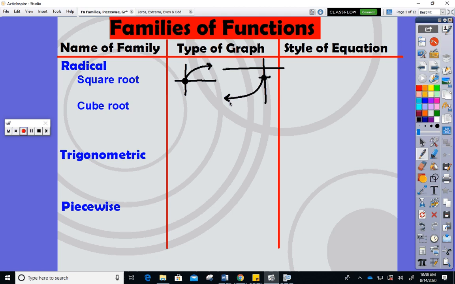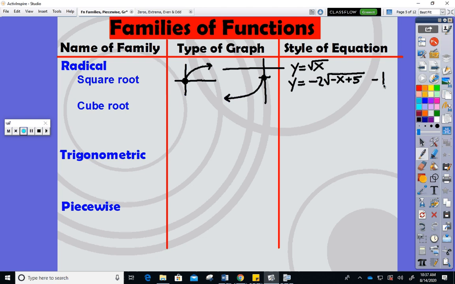Now, we know that square root functions are going to have a square root in it, so it might just be as simple as square root of x, but you could have one that's got a transformation, like y equals negative 2 times the square root of negative x plus 5 minus 1. Square root functions are pretty easy to identify.